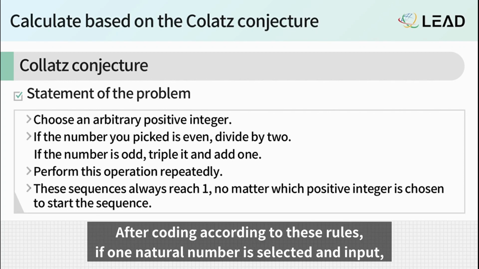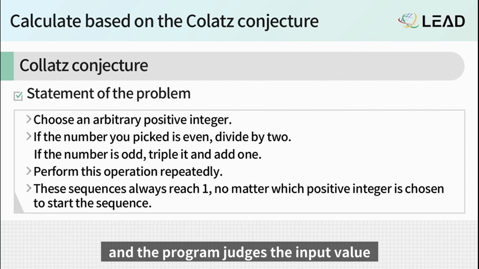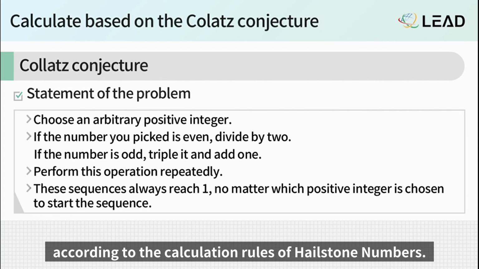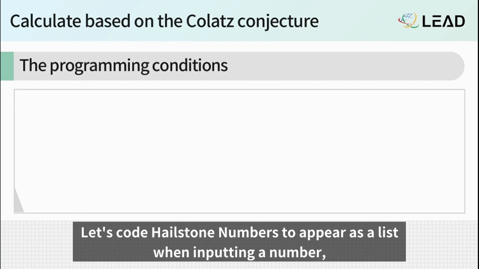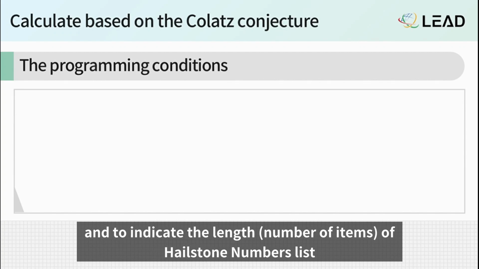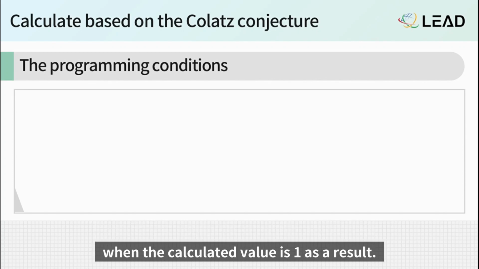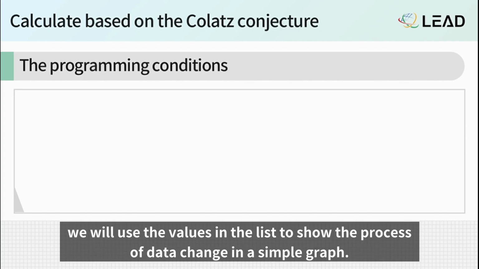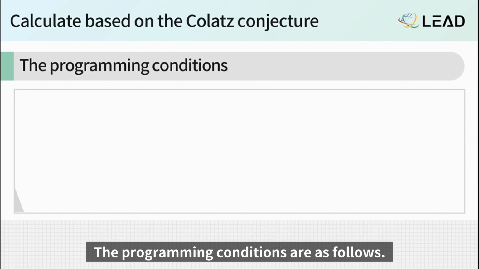After coding according to these rules, if one natural number is selected and input, the program judges the input value according to the calculation rules of hailstone numbers. Let's code hailstone numbers to appear as a list when inputting a number, and to indicate the length of the hailstone numbers list when the calculated value is 1 as a result. In addition, we will use the values in the list to show the process of data change in a simple graph. The programming conditions are as follows.